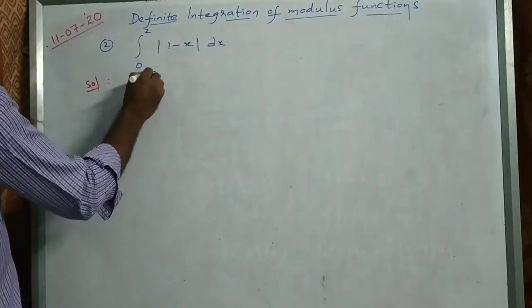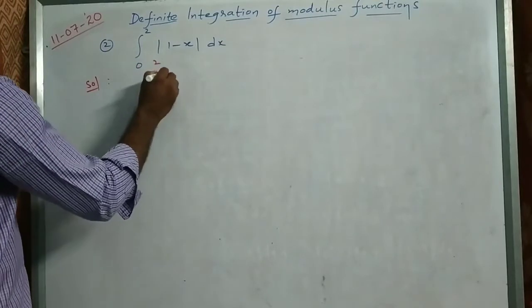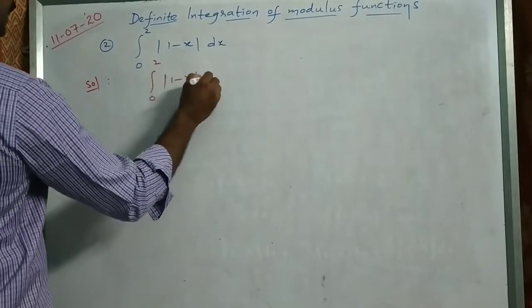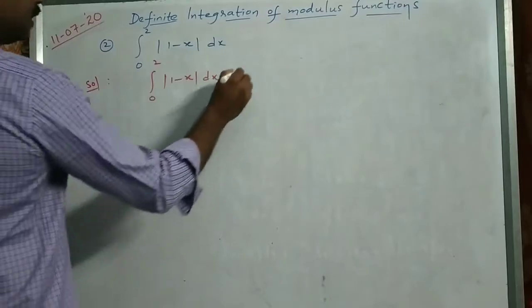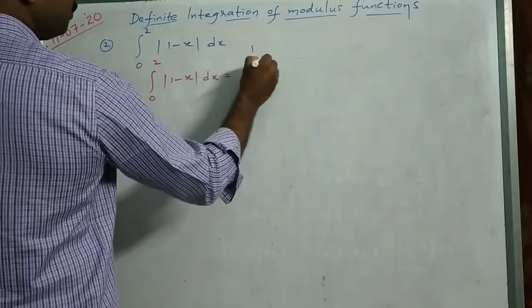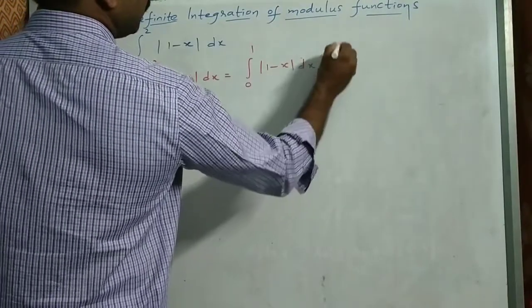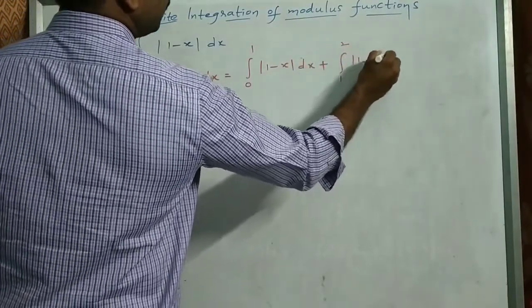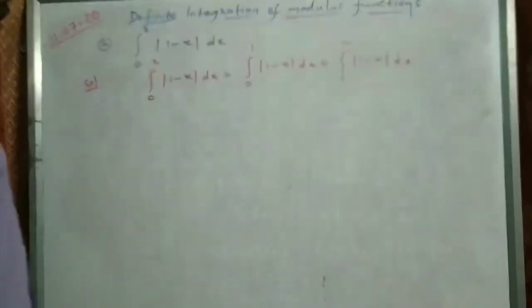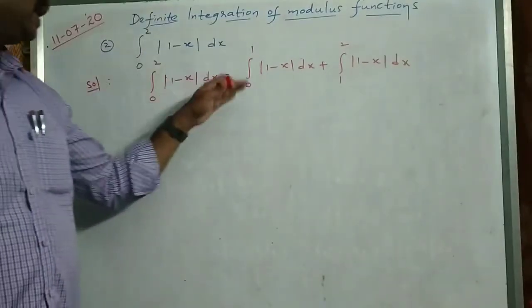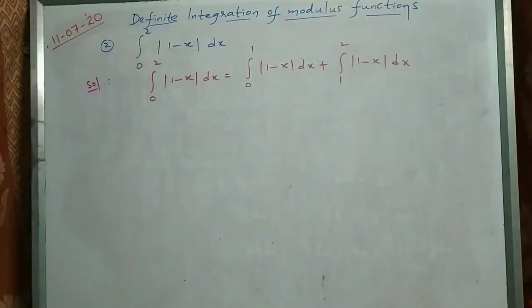So our integration will be like this: integral 0 to 2 of mod 1 minus x dx equal to, this way you can split like this: 0 to 1, 1 minus x dx plus 1 to 2, 1 minus x dx. Right? 0 to 1, 1 to 2. Because we have only one stationary point here.